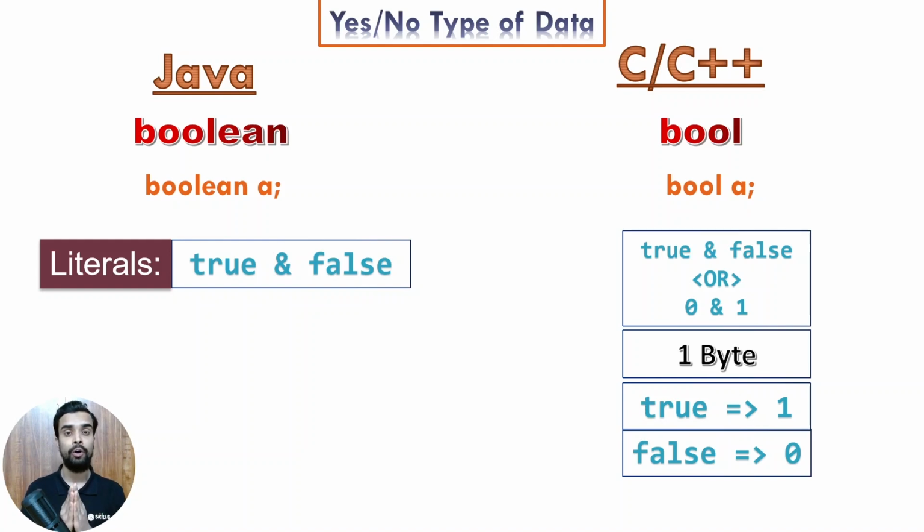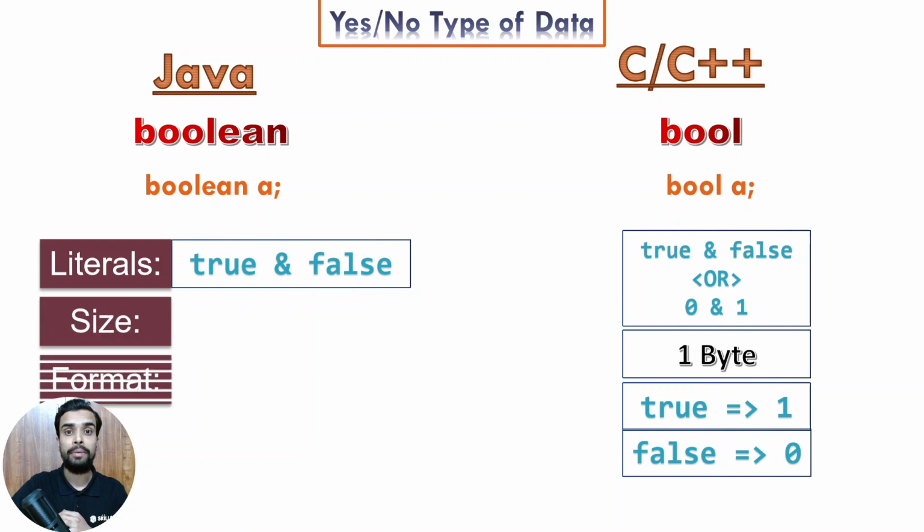Great, sir. But how about the size and the format of the Boolean data type in Java? Please remember this. This is one such piece of information that has been revealed nowhere in the entire documentation. And what is the reason behind that, sir? The size and format of a Boolean variable is dependent on the virtual machine. That means for different operating systems, the size and the format vary.